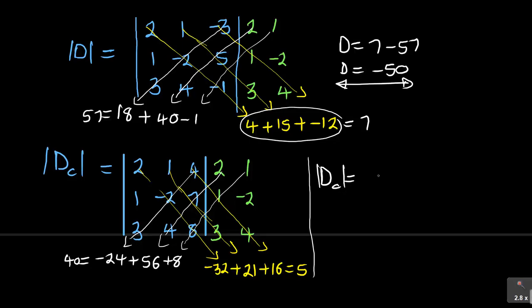So now if I evaluate this matrix again, D of C is equal to 5 minus 40, which is equal to negative 35. So this is what I have in this case.